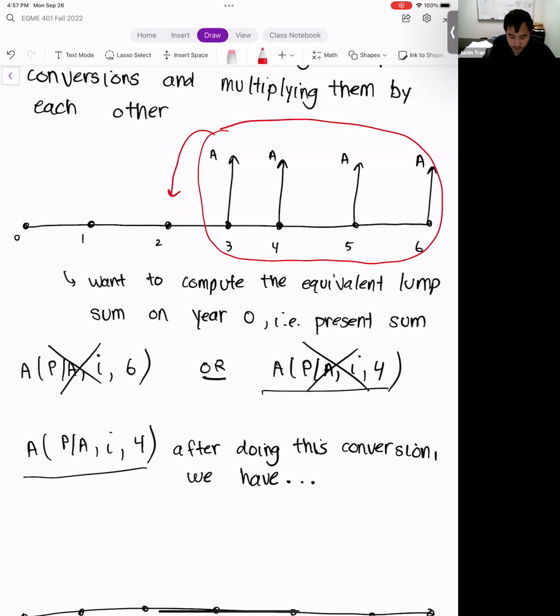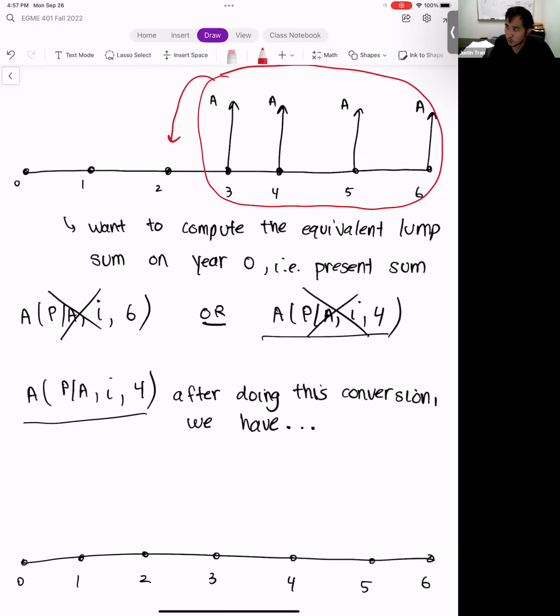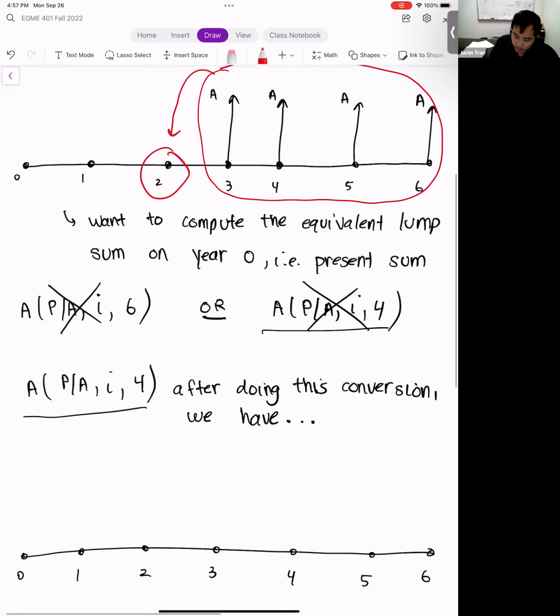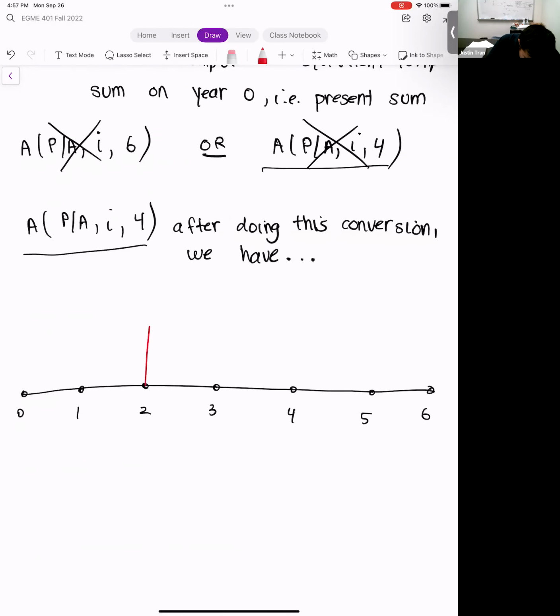Because that's the standard form for uniform series. For uniform series, we're used to it starting on year 1. And so if you convert that uniform series starting on year 1 into a present sum, then it's going to put it on the year before that, okay? In this particular case, the year before this starts is actually going to be year 2. After we perform that conversion, we end up with this. And the value for this lump sum right here is going to be A, P over A, i, and 4, okay?